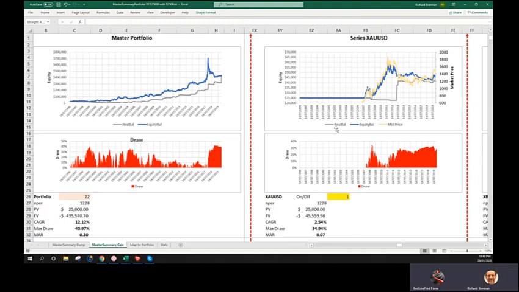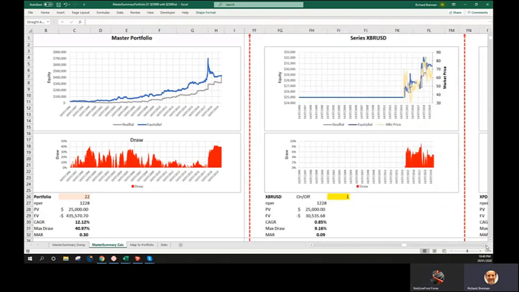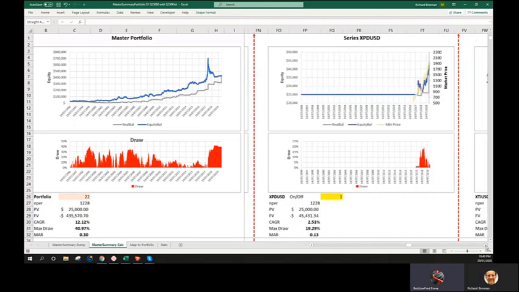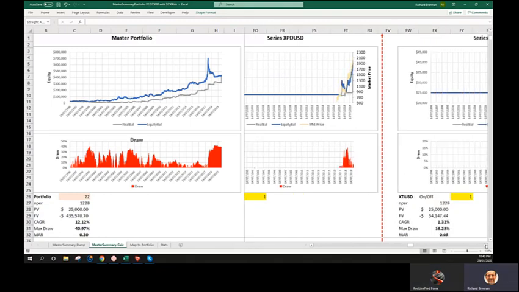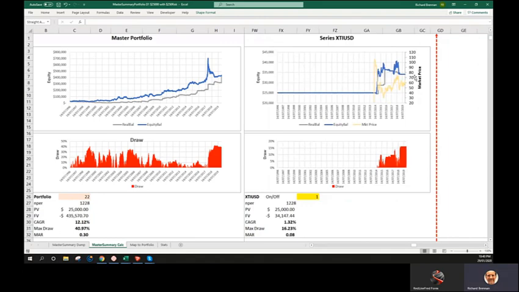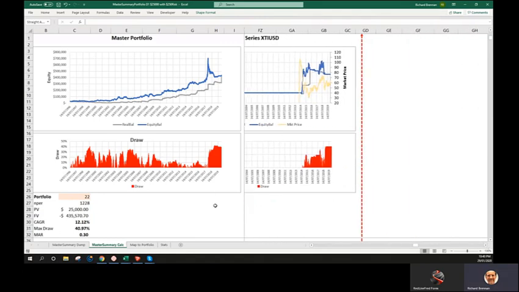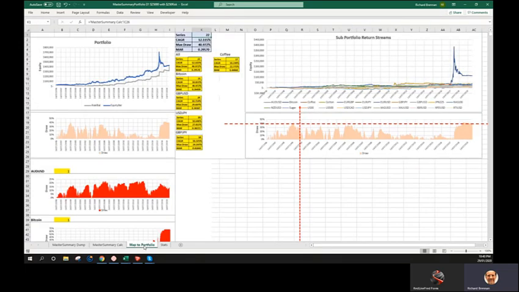Yes. Here we are at gold. Here we are at Brent oil. Here's palladium, which has had a marvellous lift most recently. And here we have crude oil. So that's it for our overall portfolio of 22 instruments. Now what we need to do is look at the relationship between how they all compile together.